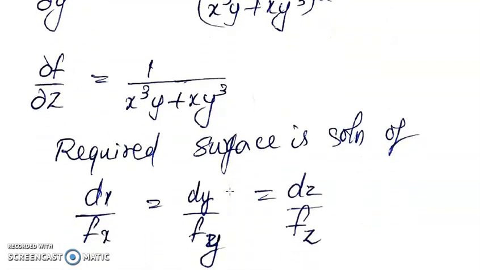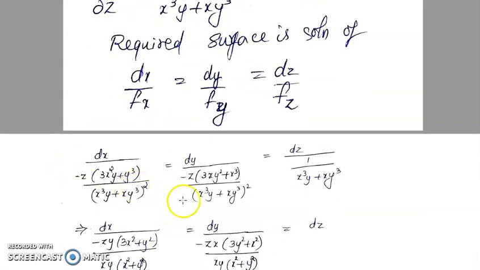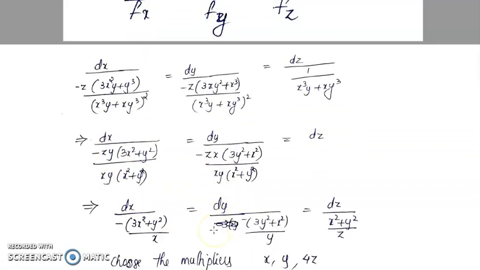So, the orthogonal surface is obtained as a solution of the integral equation of the differential equation dx by fx equal to dy by fy equal to dz by fz. For fx, fy, fz, substitute the values. Now from all the terms, x cube y plus xy cube will cancel. Just in the first two terms, I have taken the common terms outside. So y will cancel, and here x will cancel.